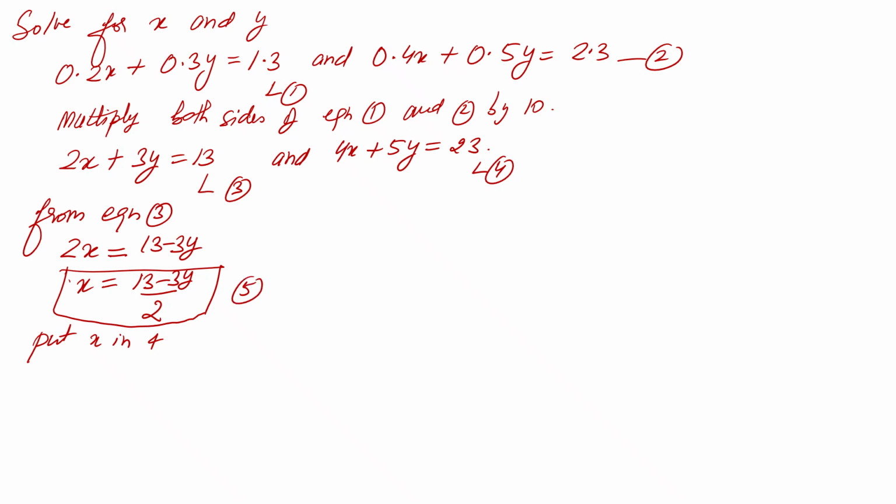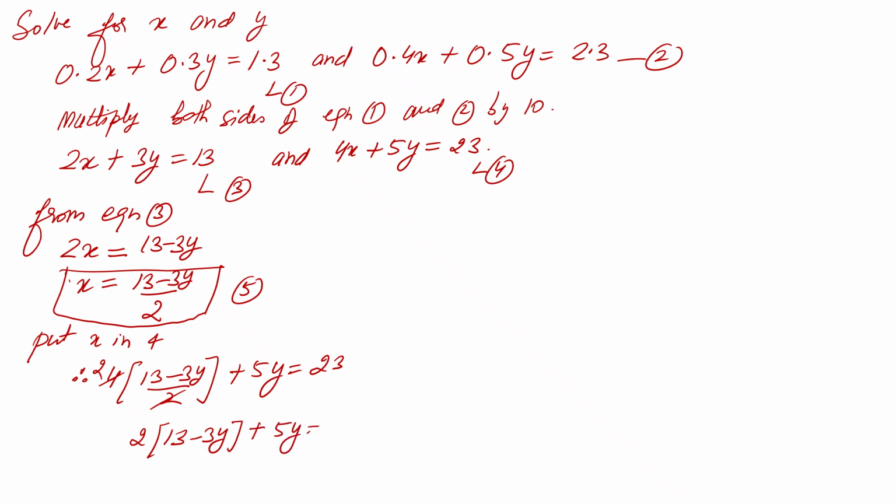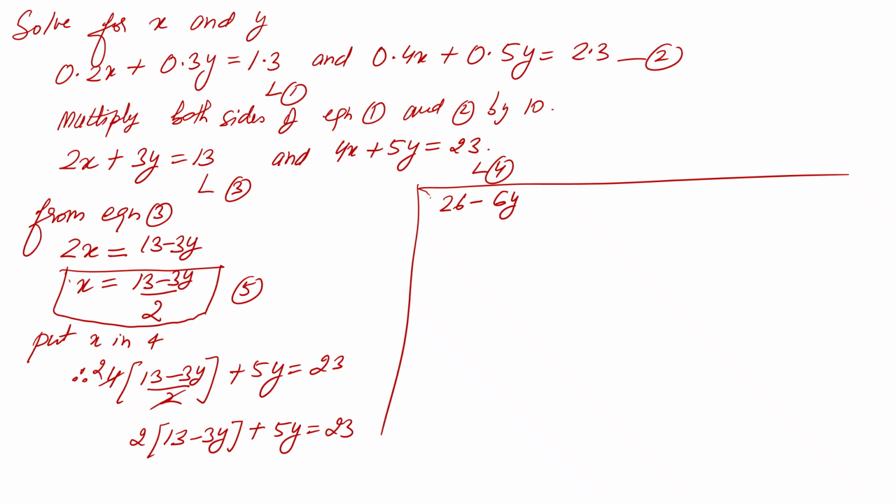So therefore 4 times x, whose value is 13 minus 3y by 2, plus 5y equals 23. Look, this 2 will cancel, 2 twos are 4. So this will become 2 times 13 minus 3y plus 5y equals 23. So you can easily solve it. You will get 26 minus 6y plus 5y equals 23, minus y equals 23 minus 26.